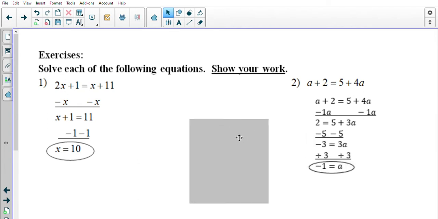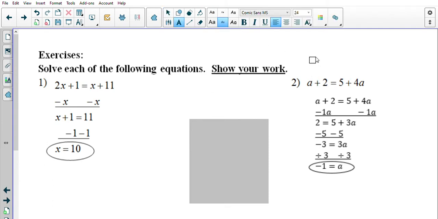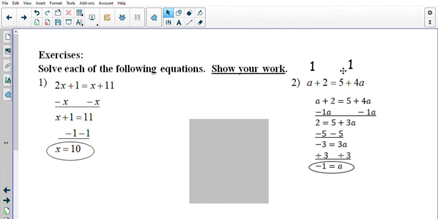Now some of you might be thinking, how do we check our solutions for a problem like this? What I would do is replace a with negative 1 on each side. So do negative 1 plus 2. Negative 1 plus 2 is 1. On the right-hand side, do 5 plus 4 times negative 1. You can plug that into your calculators, but it'll also give you 1. Your goal is for the two sides of your equation to equal each other. They don't have to equal our solution, but they need to be equal to each other.